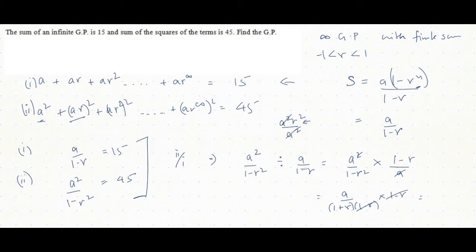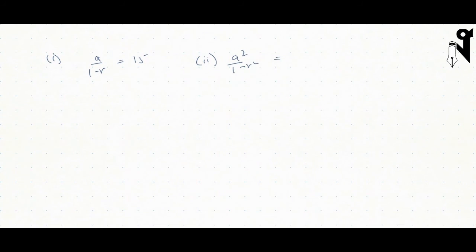And the right hand side, on dividing 2 by 1, is 45 by 15, which is 3. So a by 1 plus r is equal to 3. I have the first equation, that is a by 1 minus r is 15. The second equation, a square by 1 minus r square is 45. And the third equation which I just got, that is a by 1 plus r is 3.